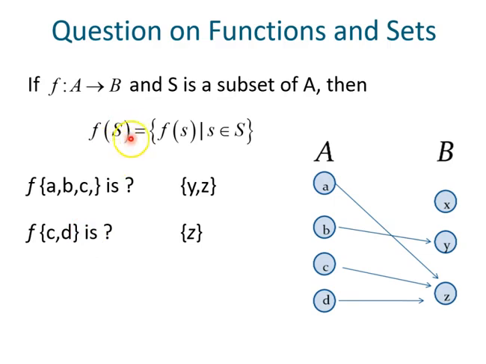If S is a subset of A, then the image of S is the set of all images f of s such that s belongs to S. The image of {a, b, c} is the set {y, z}. The image of the set {c, d} is just the subset {z} of B.